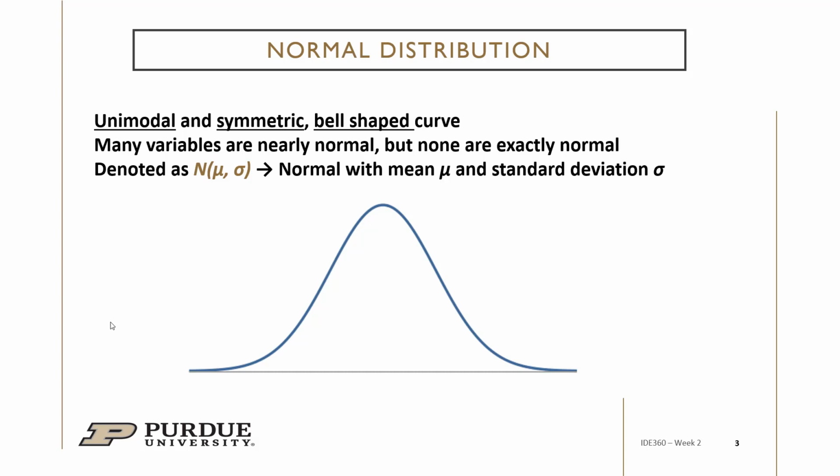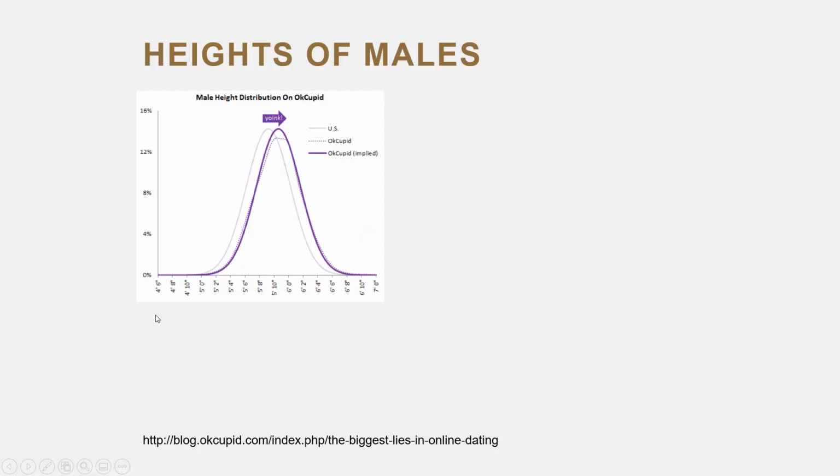And in my opinion, I consider this the queen of distributions because of the level of use that we make of it. It's denoted by N in parentheses mu and sigma, which basically reads normal with mean mu and standard deviation sigma. So let's see an example.